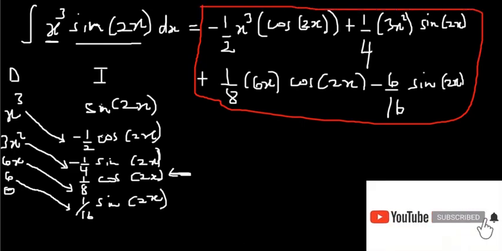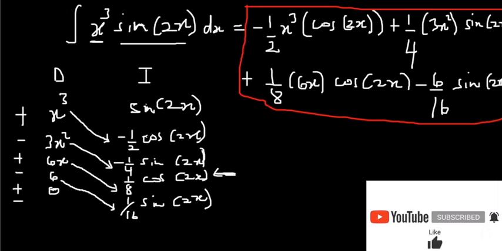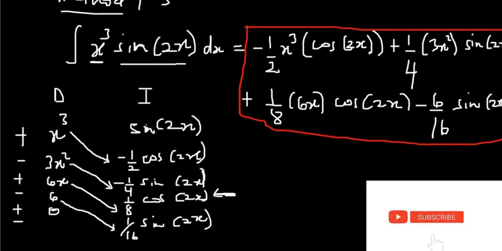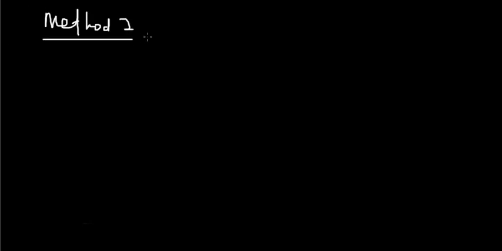So let's look at the second method. I hope this first method was very simple and straightforward. In case you did miss something, just go back to the video and try to understand. Now this is the second method, method 2. So let's say you are given another question: the integral of x exponent 3 times ln of x, dx.